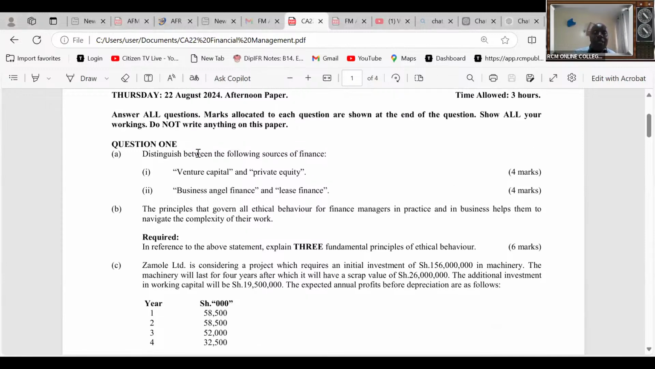We have here venture capital and private equity. Is there somebody who can give us the difference between venture capital and private equity? From the word venture. Before we look at this one, is there somebody who knows the difference between venture capital and private equity?